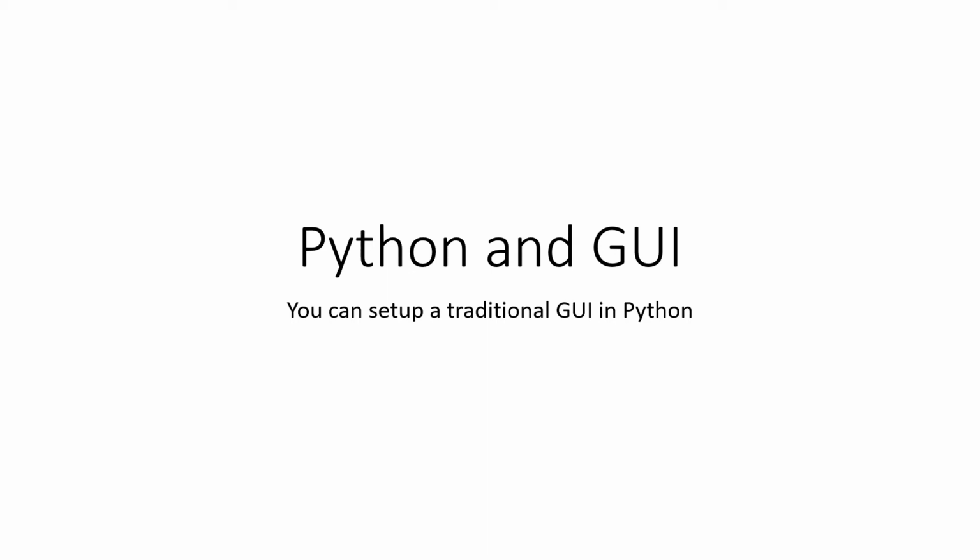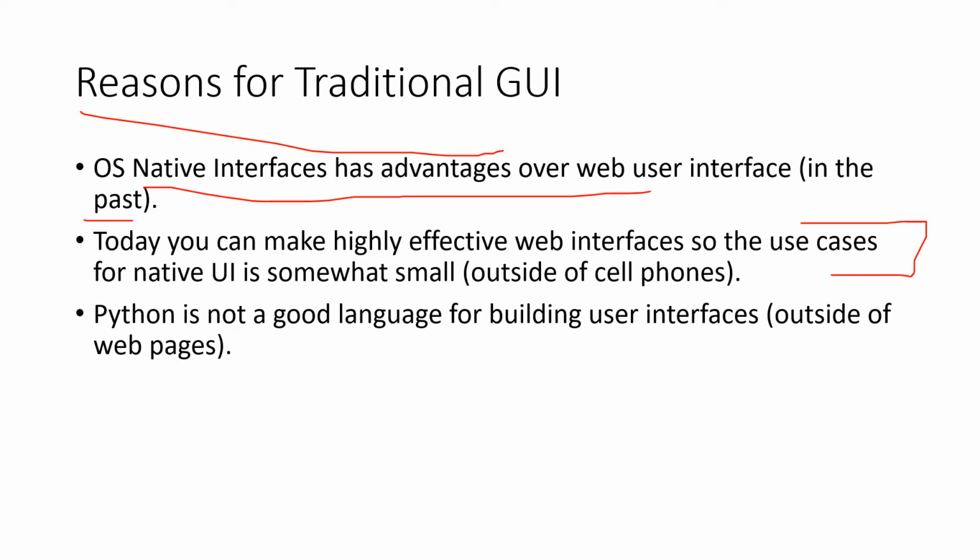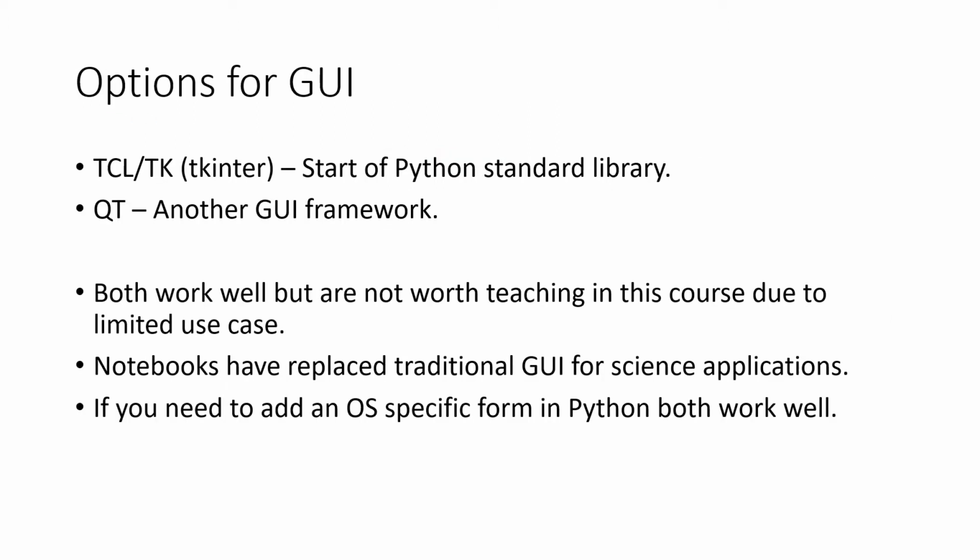Welcome to this lecture on graphic user interfaces in Python. Now, there are reasons to set up traditional graphic user interfaces. Native interfaces have advantages over web interfaces, at least in the past. Today, you can make a highly effective web interface, so the use case for a native GUI is somewhat smaller outside of cell phones. And Python is not a good language for building user interfaces outside of web pages.